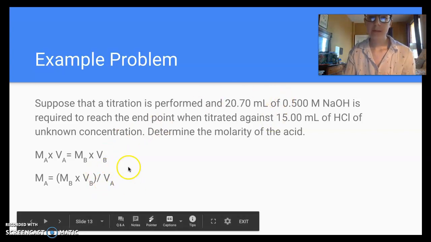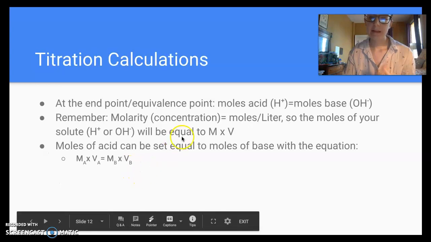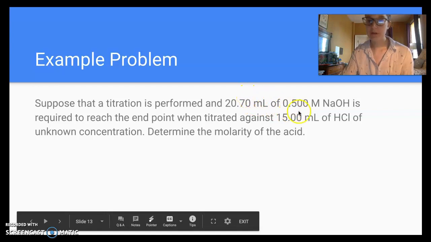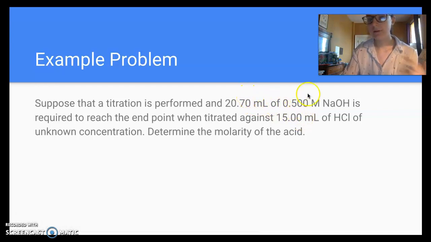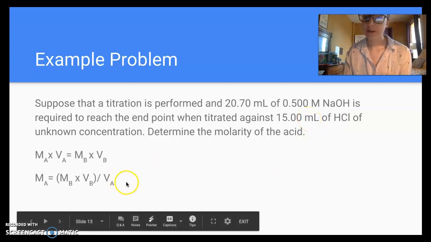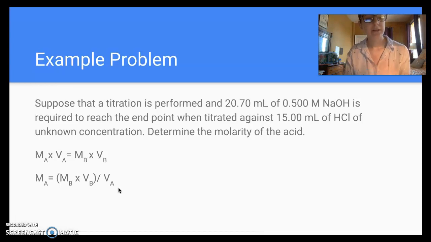Now with volume, in the previous slide, I said liters. But since both of these volumes are in milliliters, if we were to convert to liters for both of these, that conversion basically cancels out in this overall reaction. So as long as my unit is the same for volume, I can keep it in milliliters just fine. If you would like to convert to liters, you definitely can. Nothing is stopping you.